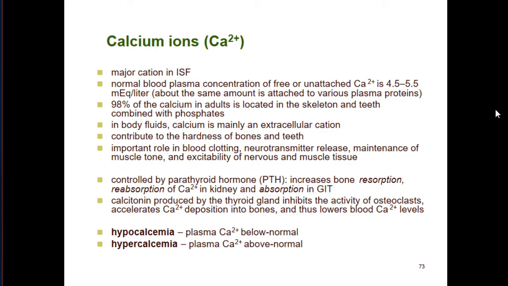Calcium ions. That's the major cation in the extracellular fluid. And normal plasma concentration, here you have two fractions. You have free unattached calcium and the one which is attached to various plasma proteins. And as you can see, about 98% of calcium in adults is located within the skeleton and teeth combined with phosphate. In body fluids, calcium is mainly in extracellular fluid, and of course it is responsible for the hardness of bones, but it also plays an important role in blood clotting.